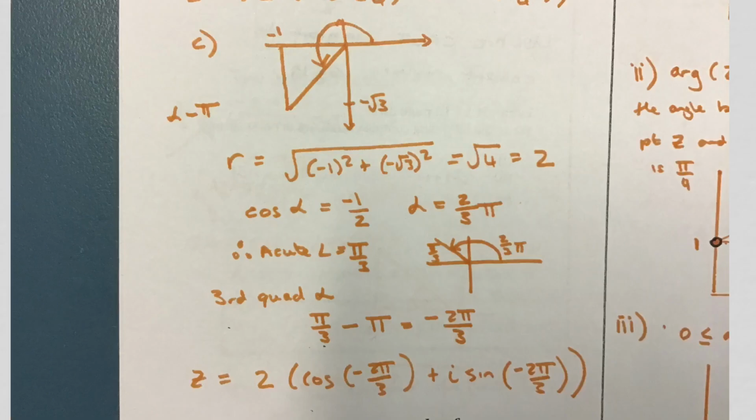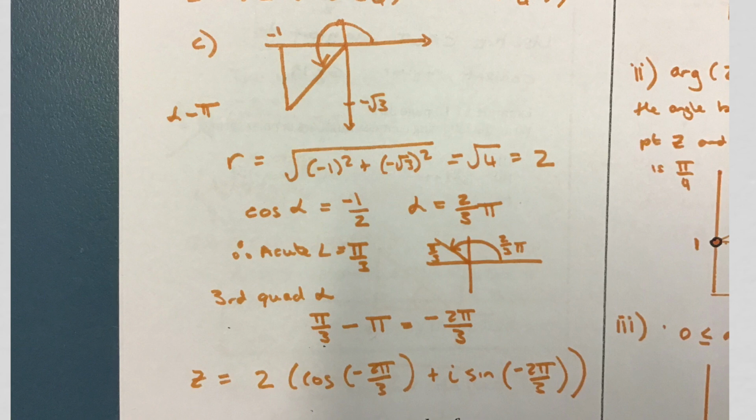Next bit. So there is the same idea for C. You've simply got minus 1 minus the square root of 3 i. So there's your point. It's in the third quadrant. You can find your value of r easily. You can find your value of alpha using cosine alpha, or using sine alpha, or using tan alpha. It doesn't really matter. And I've got that the acute angle is equal to pi over 3.